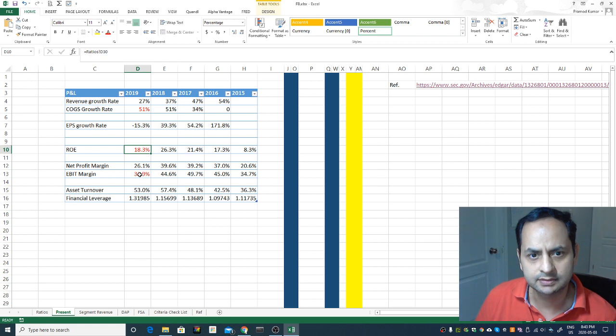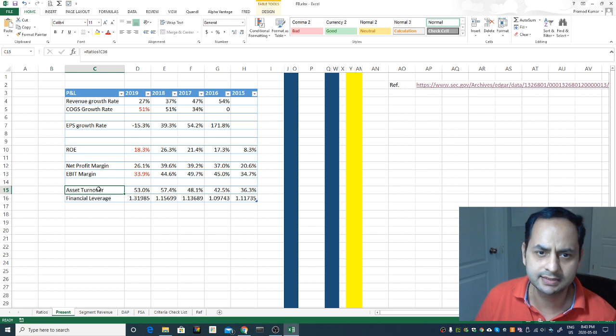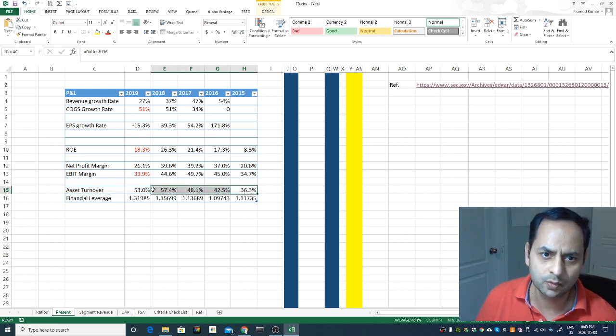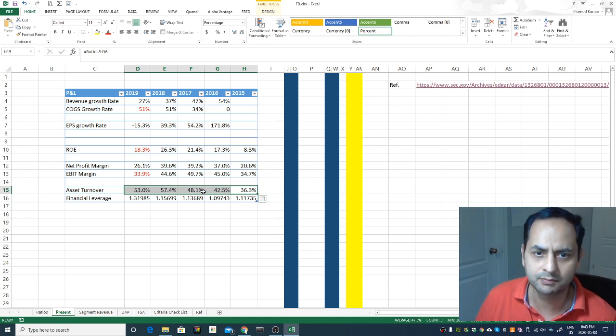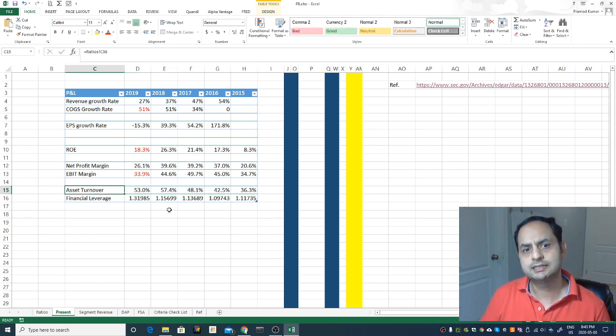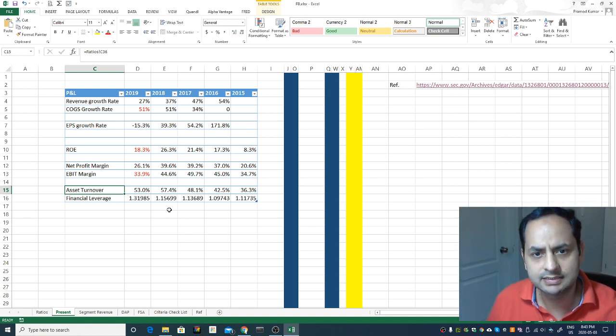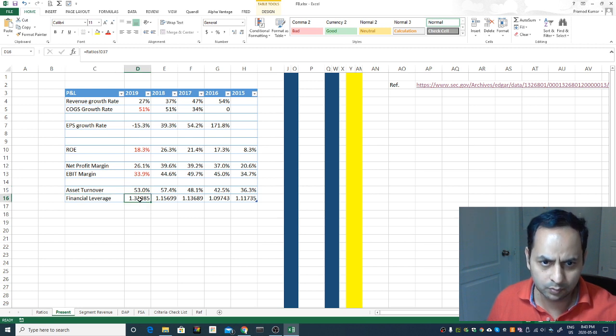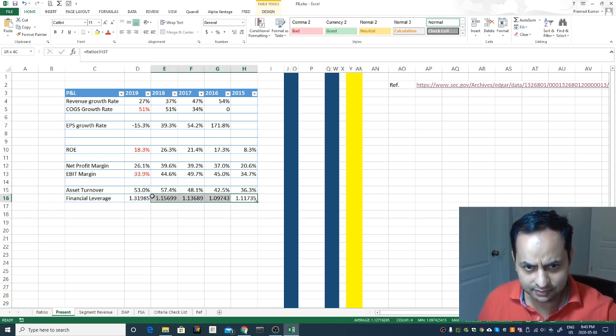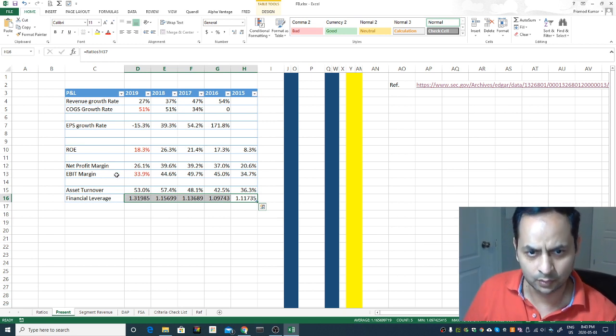Otherwise, if you see, there is not much change in the assets. On the asset turnover, management is doing quite well, and it's still over 50%. It's a little bit lower than last year, but if you compare before that. Asset turnover is basically how efficiently they are using the assets, and the financial leverage is 1.31, so they are still less levered. It's not bad. Only these things come out.